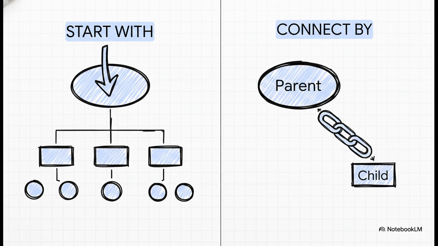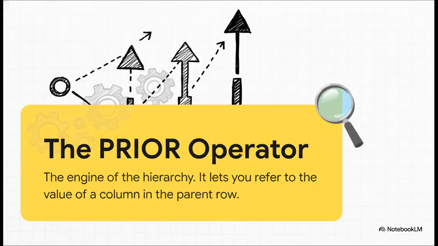Then you have CONNECT BY, which is the set of directions. It tells the query exactly how to find the next step, how a parent is linked to a child. Now, inside that CONNECT BY clause, the PRIOR operator is where the real magic happens. It's the engine that actually builds those connections. When you say PRIOR employee_id = manager_id, you're telling the database, for the row I'm currently on, find me all the other rows whose manager ID is the same as this row's employee ID. That little word, PRIOR, is what lets you look back at the parent and find all its children. It's how you walk from one level to the next.